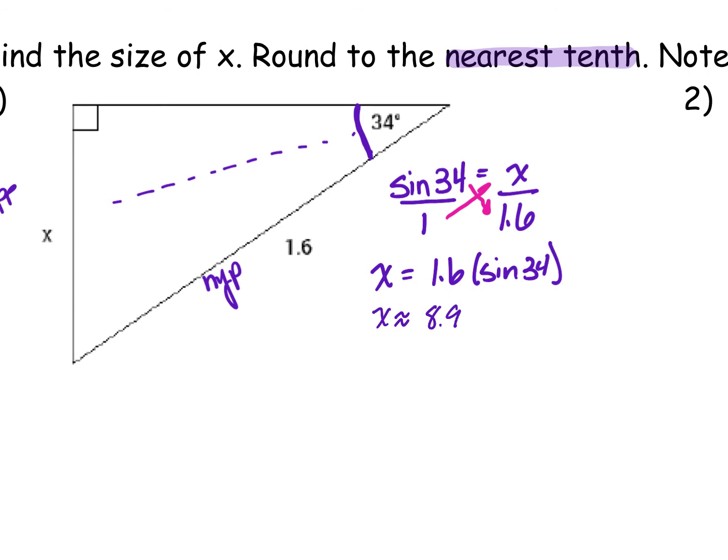Oh, yeah, so this is a good point also. Remember, if I look at my triangle, my hypotenuse is 1.6. So it's got to be smaller than 1.6, right? Okay, so good job. So let me erase this. My calculator was not quite right. So the nearest tenth would be 0.9.